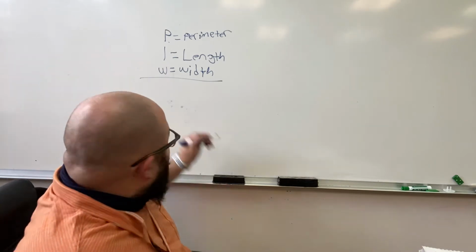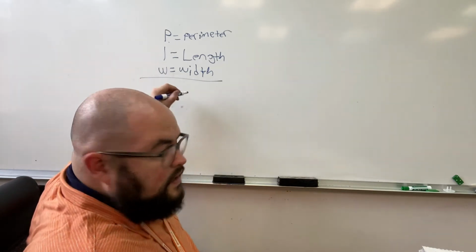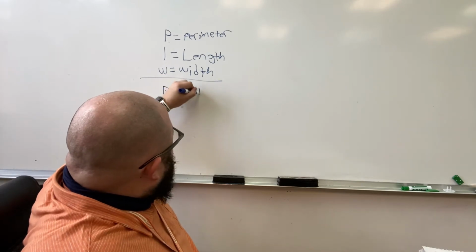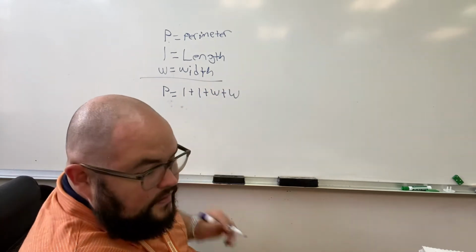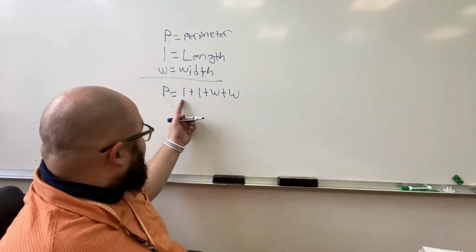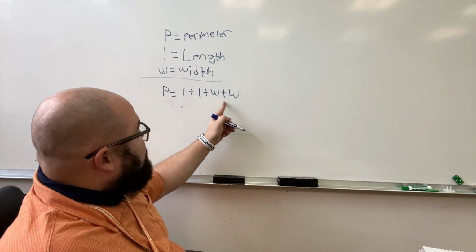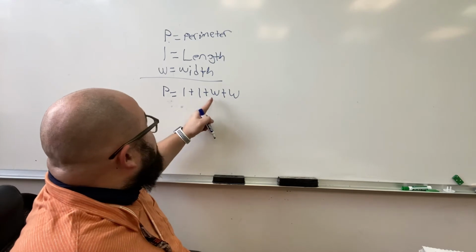So that's what we're going to be looking at. We have this. It says P equals length plus width plus width. Isn't that what we did a minute ago? It was 15 plus 15 plus 9 plus 9. Or 5 plus 5 plus 2 plus 2.